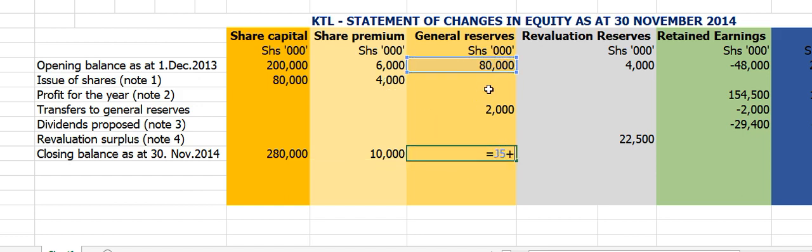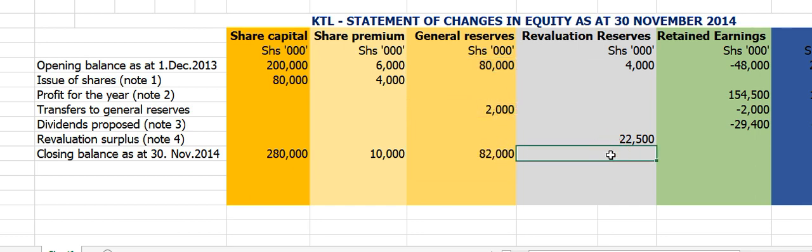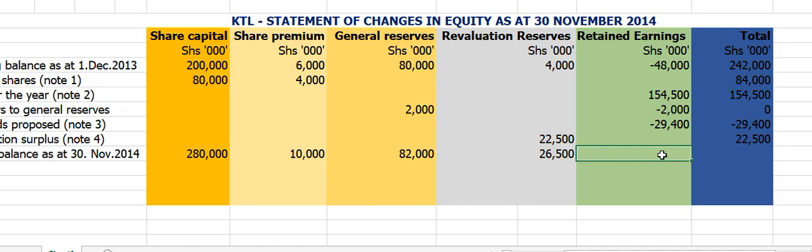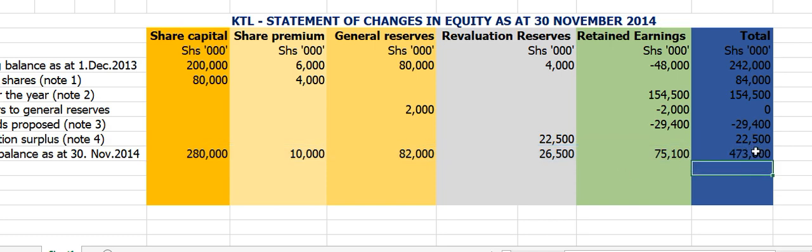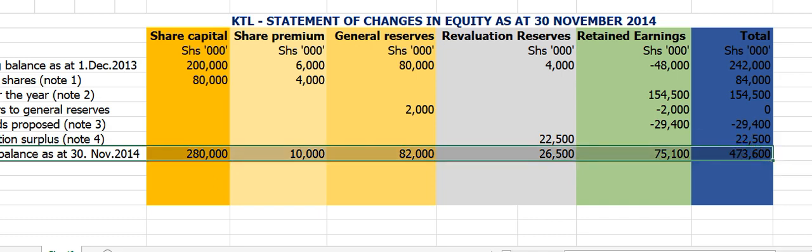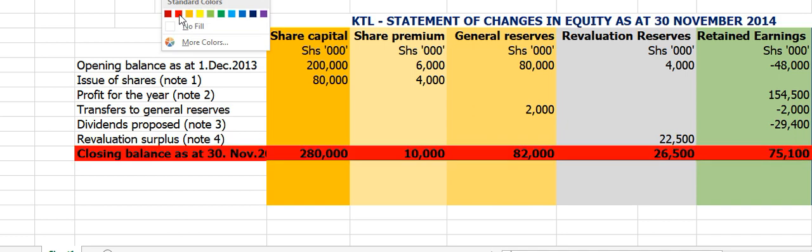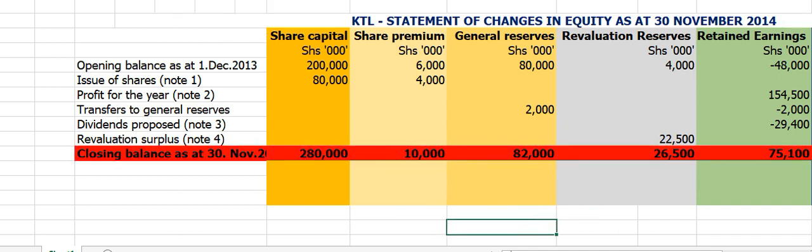General reserves, the opening balance of 80 plus the transfer 2, that is 82. Then your revaluation reserves plus the surplus during the year. Then on the retained earnings, you have the opening loss plus the profit for the year, the transfer, and then this giving us that. Then the total, that is the sum of all these, giving you 473,600,000. These are your closing balances as at the end of the year. So that is our statement of changes in equity.